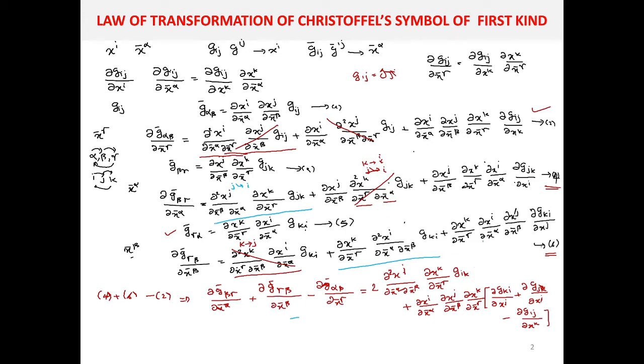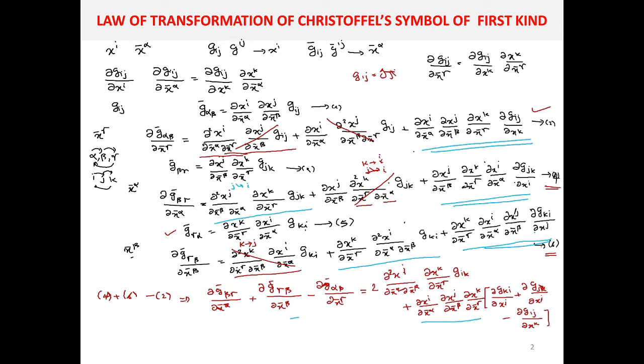And then the remaining terms: there is one term here and another term here, and you have to subtract this term. In all these three terms, ∂xi/∂x̄α, ∂xj/∂x̄β, ∂xk/∂x̄γ are common terms. So I have taken them as common terms.